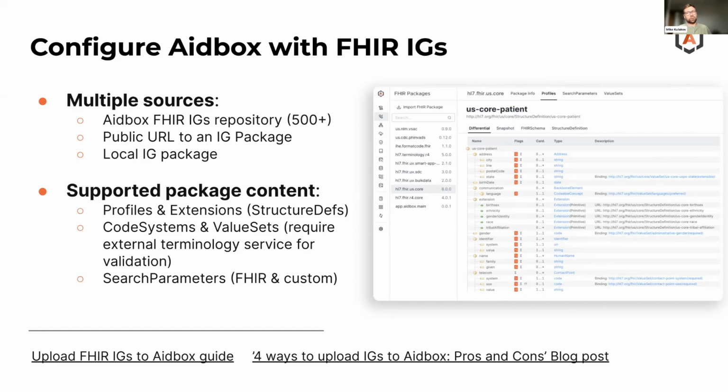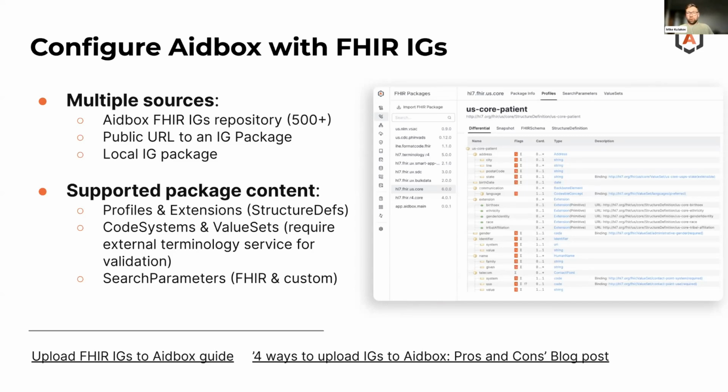And there are several sources to get the FHIR IG package from. The first one is the Aidbox FHIR IG repository. We are maintaining a repository of IGs that now contains more than 500 FHIR IG packages that you can just specify in the Aidbox UI, and Aidbox will resolve all the dependencies and load them into Aidbox. It will allow you to introspect profiles, including differential snapshots and the profiles on FHIR schema and the structure definition of the IG. And it will allow you to pre-expand the value sets and code systems that are used here.